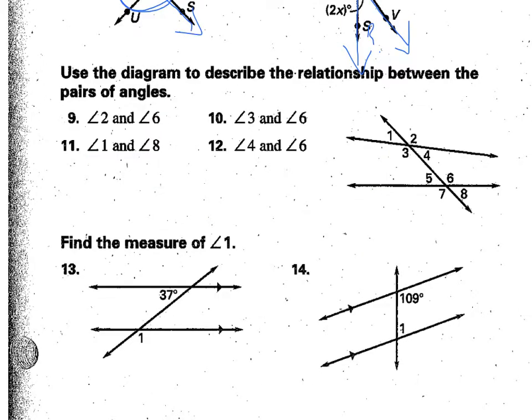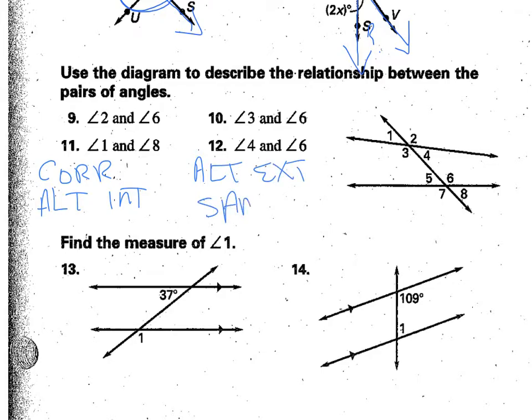Okay, 9, 10, 11, and 12. They're going to give you two angles. You just kind of tell us what's the relationship. Now I'm going to give you a little word bank here. Your choices are either going to be corresponding, alternate interior, alternate exterior, or same side interior.